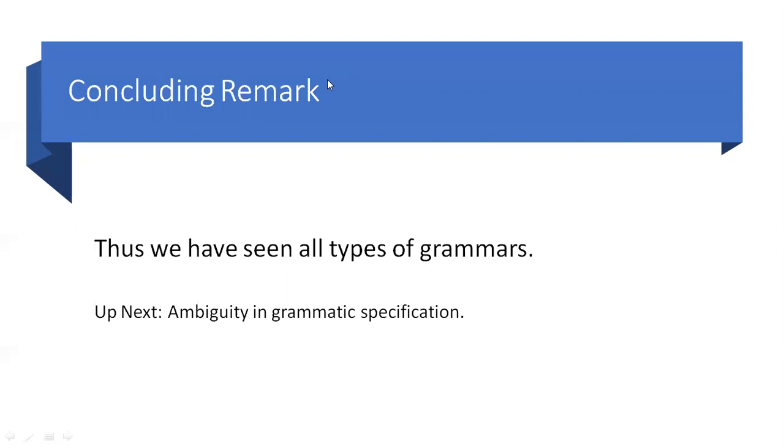Coming to the end of the lecture, what we have seen are different types of grammars like type 0, type 1, type 2, type 3 and operator grammar. In this lecture, whatever we have seen is totally theoretical part and it will be asked for short answer question, 4 marks question. I hope you understood this. In the coming lectures, we will see ambiguity in grammatical specification.